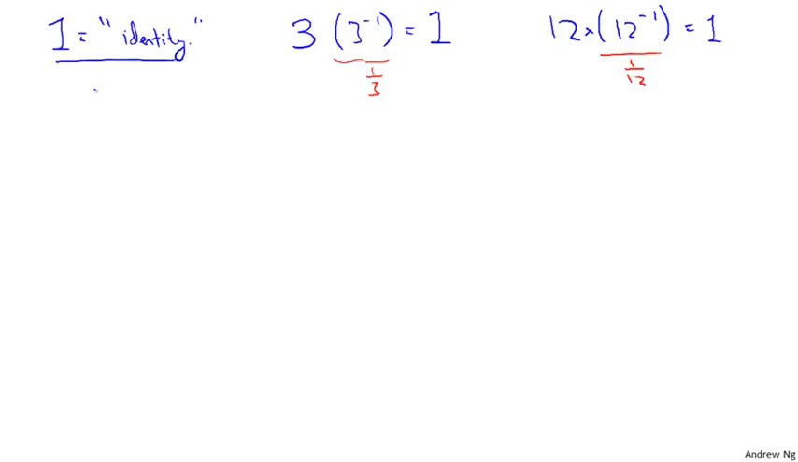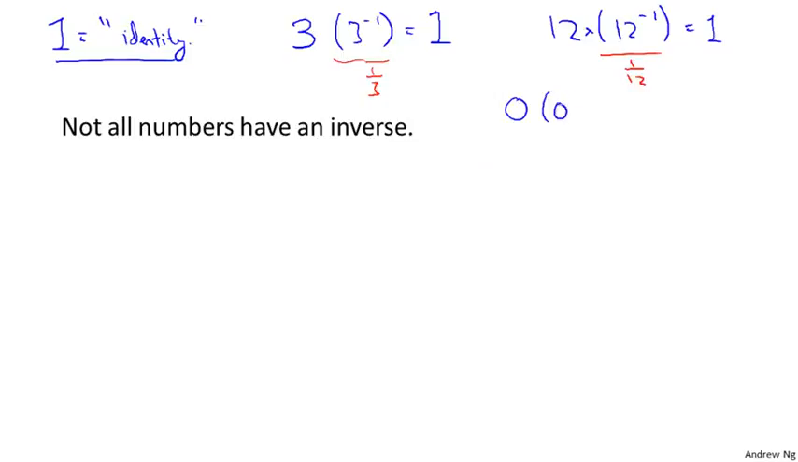Now, it turns out that in the space of real numbers, not everything has an inverse. For example, the number 0 does not have an inverse, because 0 inverse, 1 over 0, is undefined. 1 over 0 is not well defined. And what we want to do in the rest of the slide is figure out what it means to compute the inverse of a matrix.